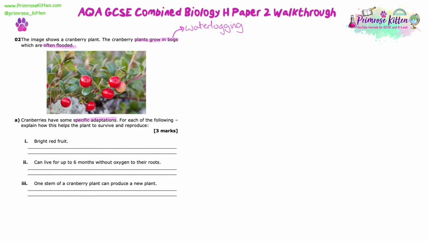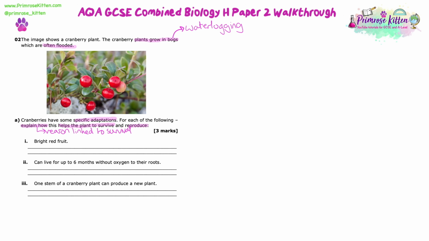But these plants are obviously clearly adapted to live there. Cranberries have some specific adaptations for each of the following. Explain how this helps the plant to survive and reproduce. So these reasons, because we have to give reasons and it's asking us to explain, we need to give reasons and link those reasons to this idea of either survival or reproduction in order to get the mark.